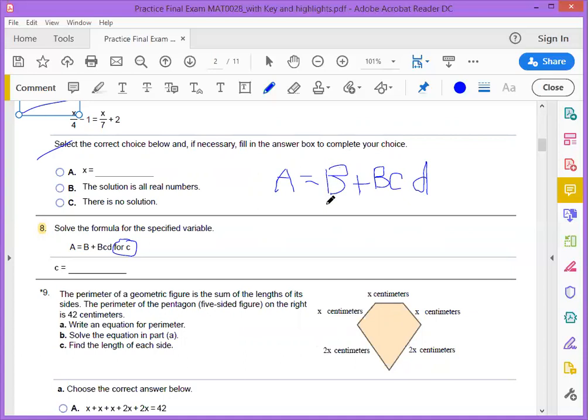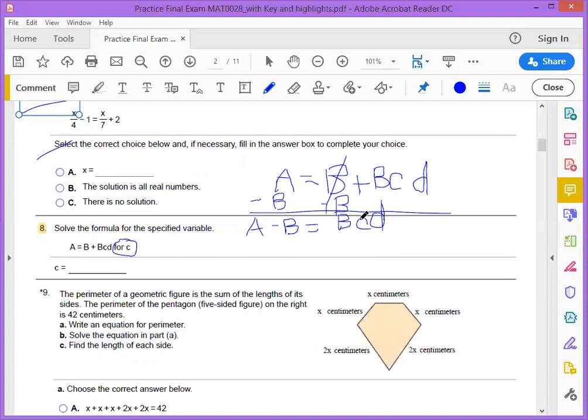It's a positive B. The opposite would be to subtract B from both sides of this equation. That allows the B's to cancel, and we're left with BCD on the right side, and on the left side, A minus B. We'll write A minus B. We can't subtract B from A because we don't have the value for B.